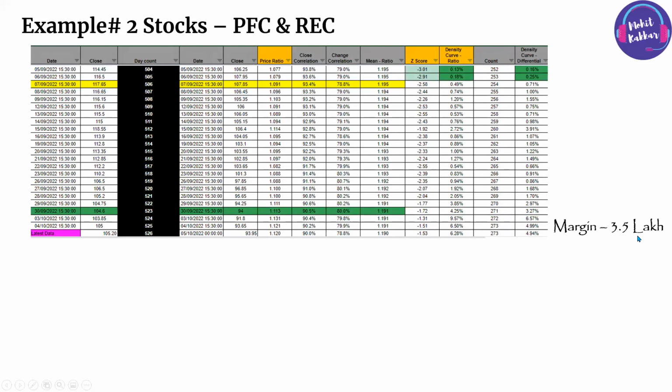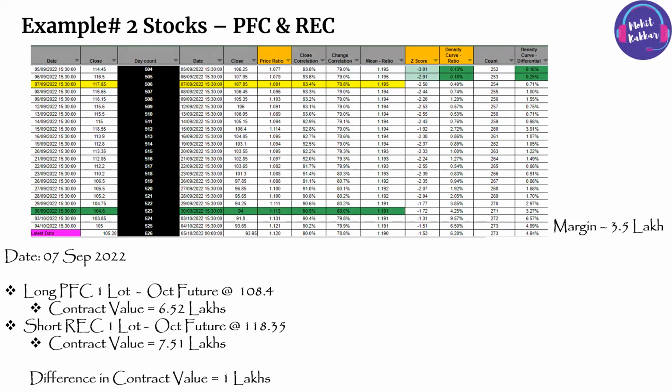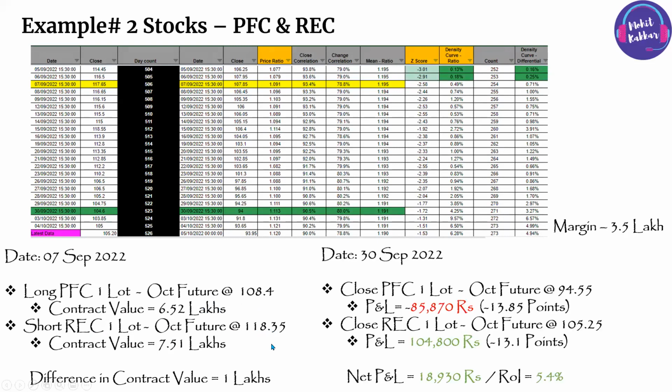Total margin was around 3.5 lakh. एक short, एक long. So this is PFC, 108 पे contract value इतना short. REC contract is 118 पे we had one long. Difference in contract value is 1 lakh rupees. So on 30th September, we lost 13 points in PFC.